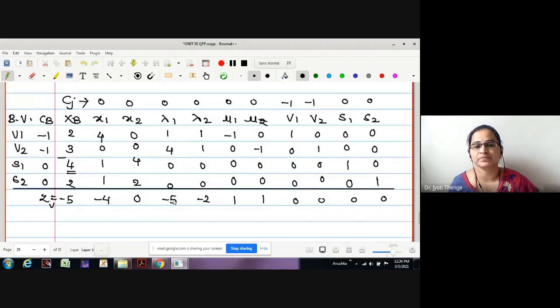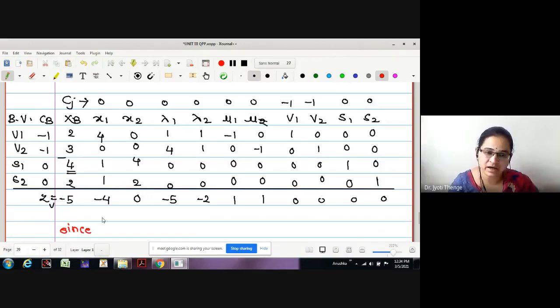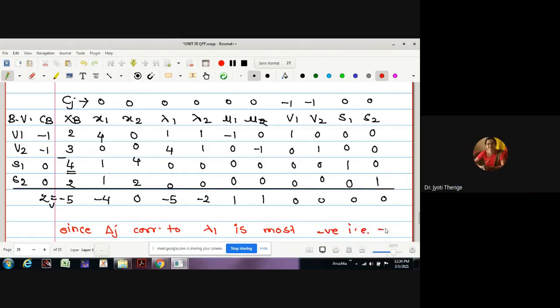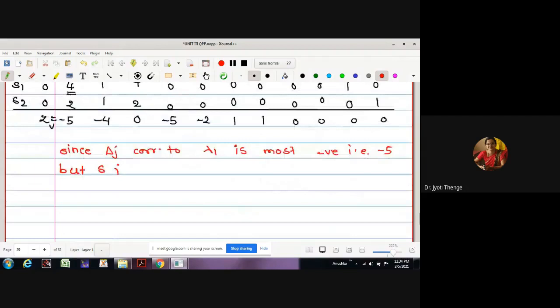Right? What's the next option then? x1. Yes. Here I will write: since delta j corresponding to lambda 1 is most negative, that is minus 5, but S1 is already in the basis.